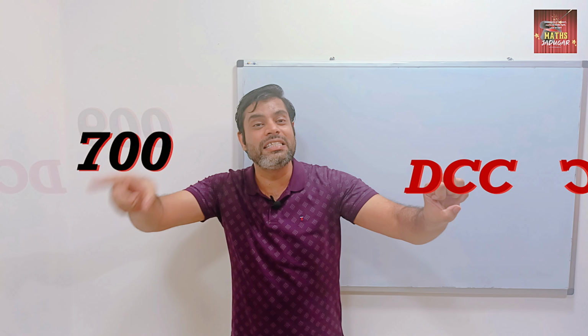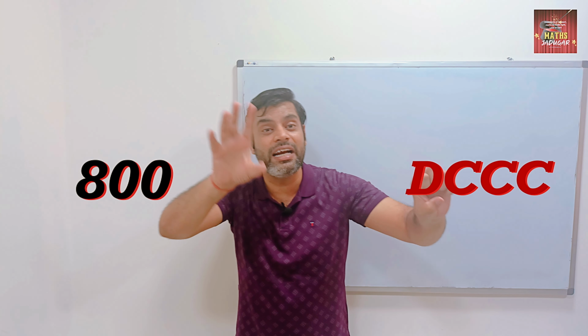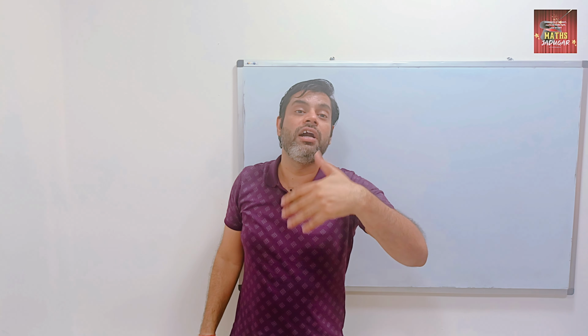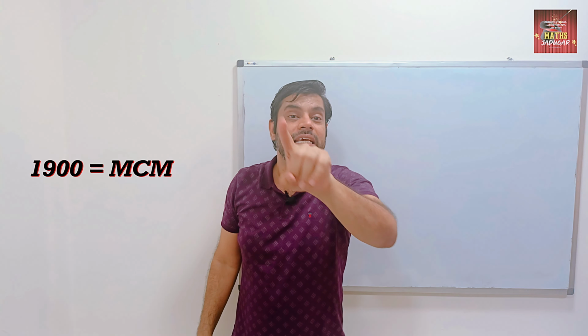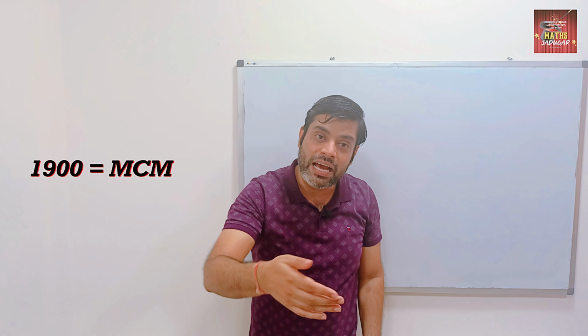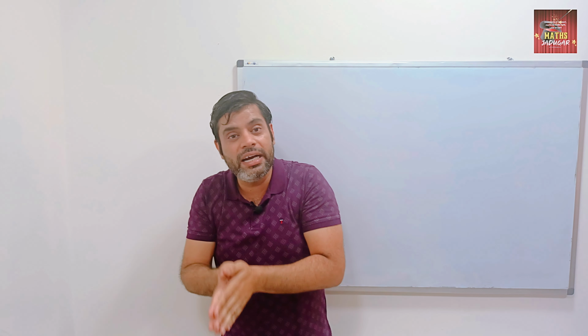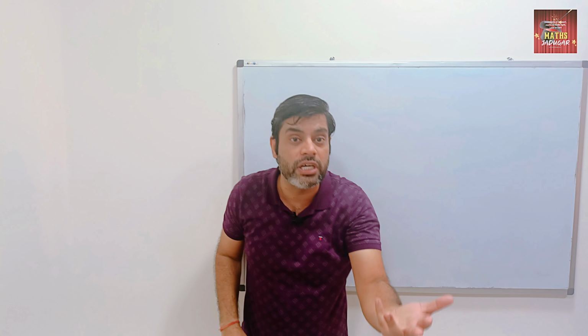DC is 600, DCC is 700, DCCC is 800, three C's, and 900 is CM. So if you want to write 1900, it is M, CM, then 1 to 99 you already know. So now you know how to write hundreds, you know how to write ones, you know thousands also.